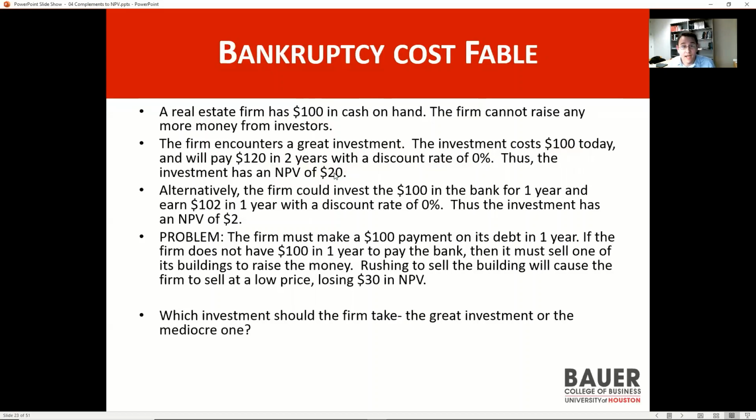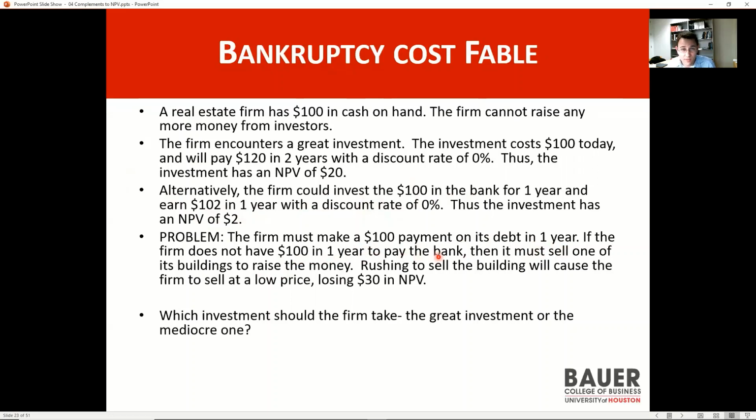Alternatively, there's a myopic option where you just keep the $100 in the bank and you get $102 in a year. So you get an NPV of 2. Okay, so this is obviously less good than the first bullet point. Okay, what's the wrinkle? We're going to introduce this bankruptcy wrinkle. The firm has debt and they have to make a payment on the debt of $100. Okay, so if you don't have the $100 in a year, what are you going to have to do?